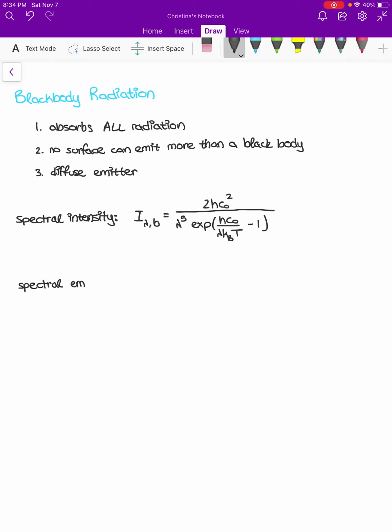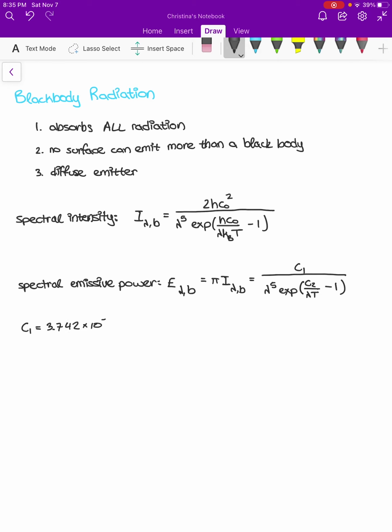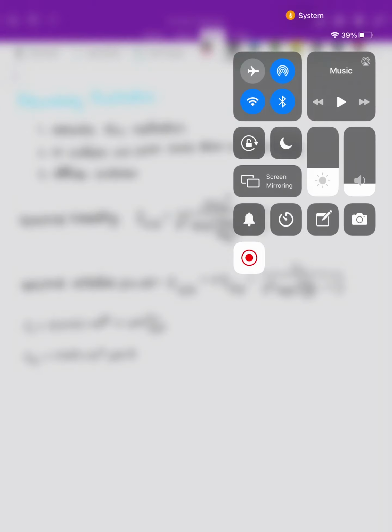And the black body emissive power is the following. C1 is equal to 3.742 times 10 to the 8th watts times micrometers to the 4th divided by meters squared. C2 is equal to 1.439 times 10 to the 4th micrometer Kelvin. This equation is known as Planck's law.